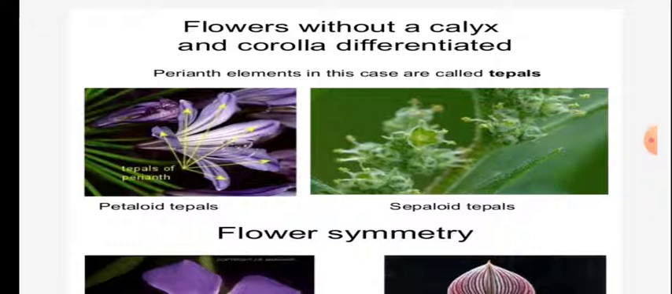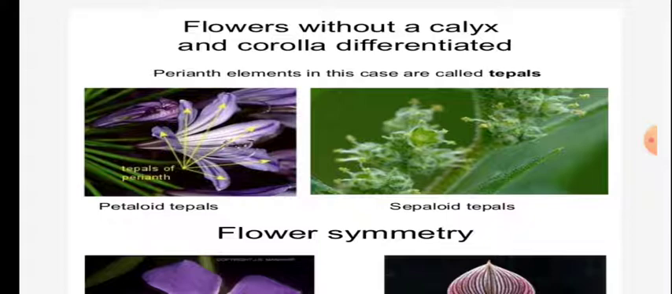Then secondly, the flowers without a calyx and corolla are differentiated into the perianth. If they are not properly distinguished as sepals and petals, so that both are the same in color or fused, then petaloid tepals are there, tepals of the perianth. This is a good example of the lilium, the lily plant.